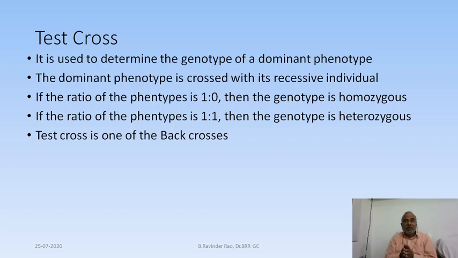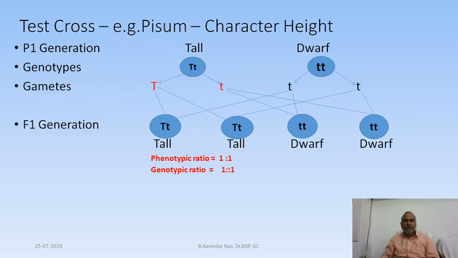And how is a test cross performed? The F1 hybrid will be crossed with its recessive parent. That means a recessive charactered individual. It will be like this. You see, this is a tall plant. We don't know what its genotype is. This is a dwarf plant. We know the genotype. It is always homozygous. So if the tall plant is heterozygous, when it is crossed with a dwarf plant, it produces 2 tall, 2 dwarf. So what is the ratio? 1 is to 1. Genotypic ratio is also 1 is to 1, heterozygous to homozygous. Okay. So when we get a 1 is to 1 ratio, definitely the tall plant is a heterozygous individual.